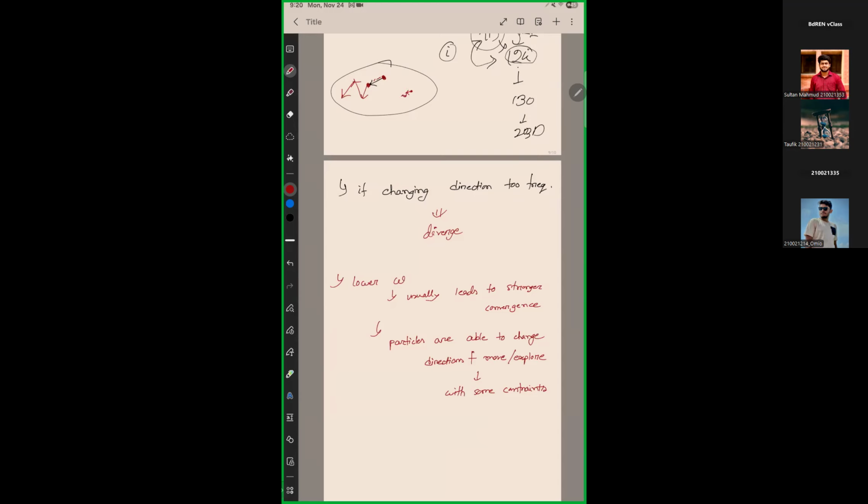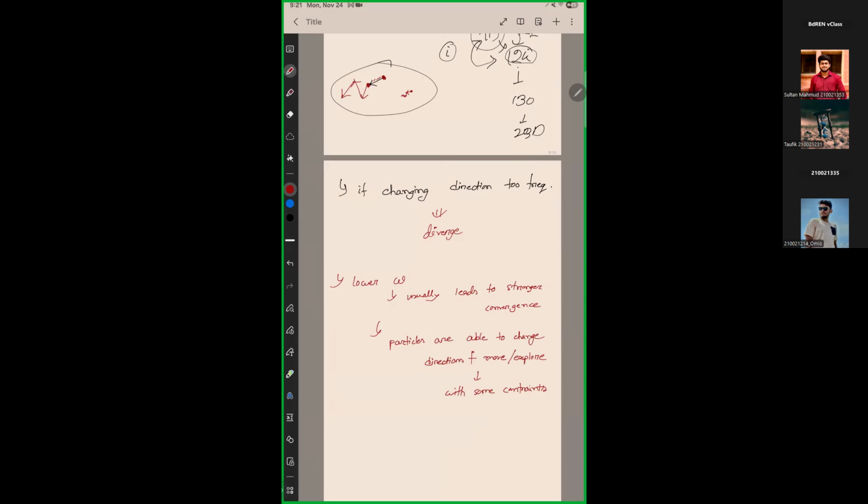If its movement is too slow, you will not be able to cover the search space. Okay, you will be stuck in a very small space because the search space can be very large. But if you move with a very high value, the solution will never converge. So usually a lower value of omega leads to convergence.